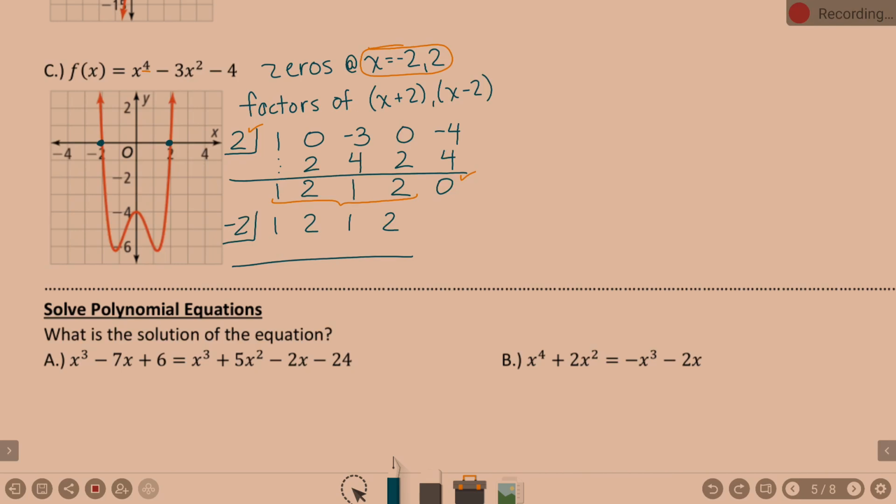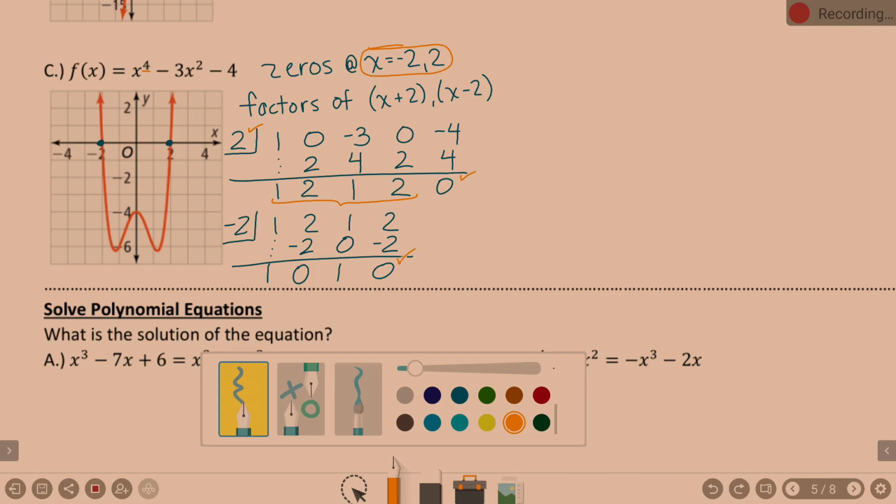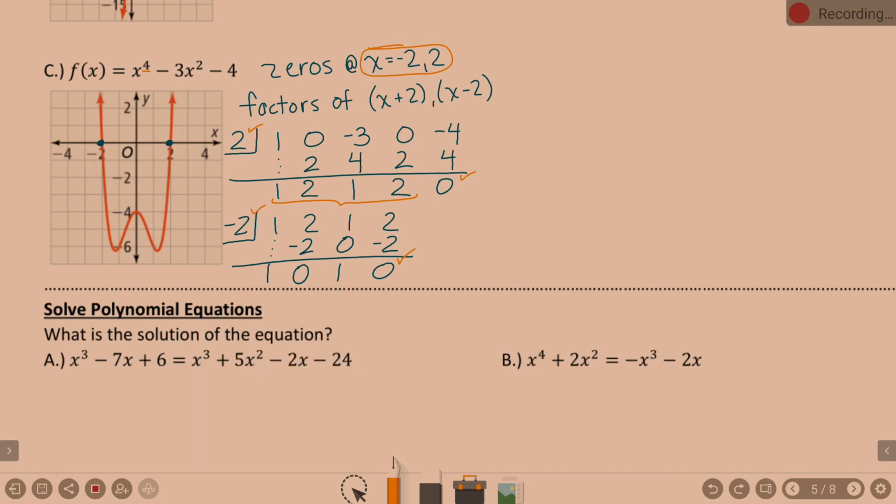So we're going to drop the 1, multiply. Negative 2 times 1 is negative 2. Now we're going to add. 2 plus negative 2 is 0. We're going to multiply. Negative 2 times 0 is 0. We're going to add. 1 plus 0 is 1. We're going to multiply. Negative 2 times 1 is negative 2. 2 plus negative 2 is 0. Remainder of 0 as expected. And this tells us that negative 2 works.